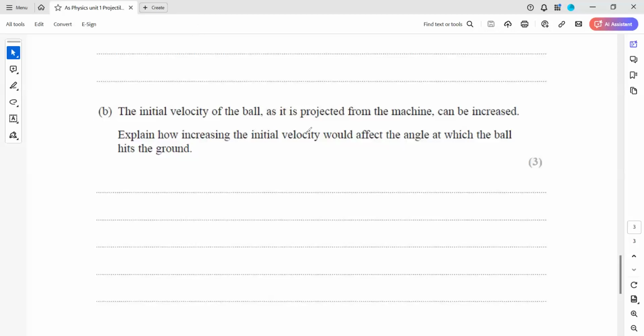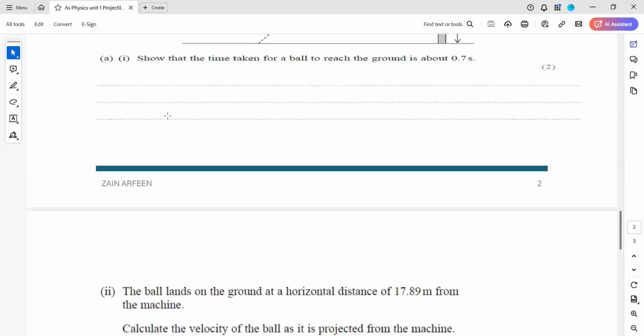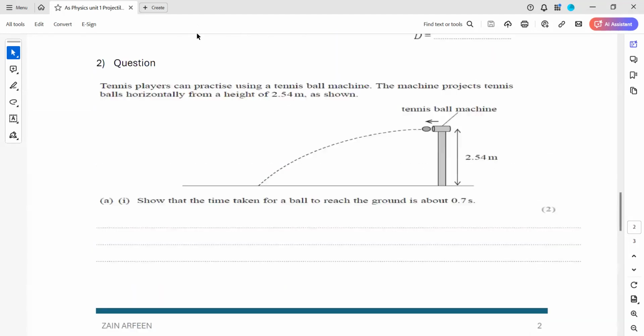Look, when any projectile is launched from a certain height, it will hit the ground. So this is the final velocity at which it hits the ground. This final velocity will also have two components. What are the two components of this final velocity? One will be the vertical component of the velocity. Another one will be the horizontal component.